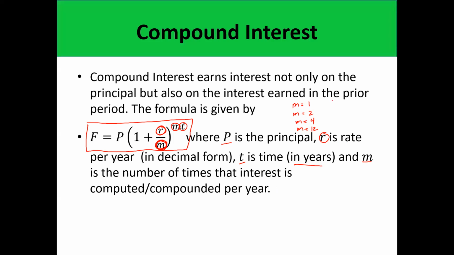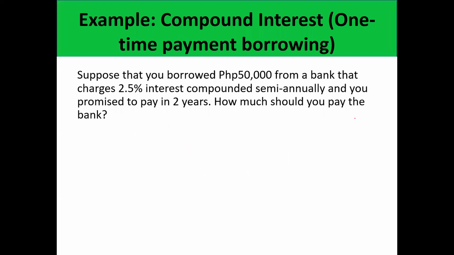When we say M is equal to 1, it means that the interest rate is compounded annually. When M equals 2, it is compounded semi-annually. When M equals 4, the interest is compounded quarterly. And for M equals 12, the interest is compounded monthly. So let's have an example. Usually, compound interest is applied for one-time payment borrowing problems, or sometimes it's also applied in several payment borrowing problems.